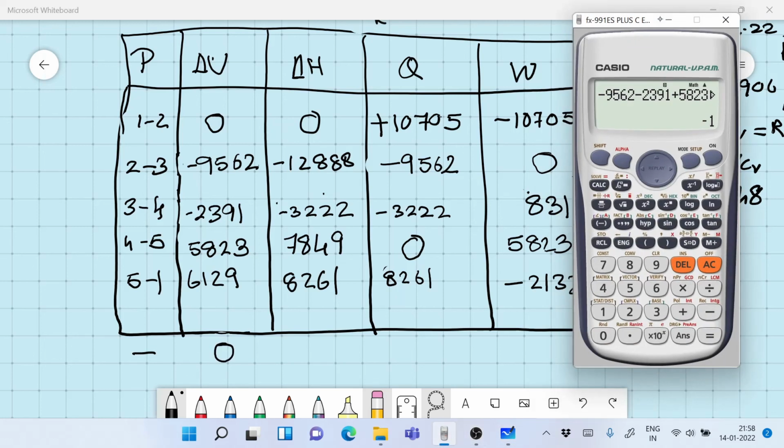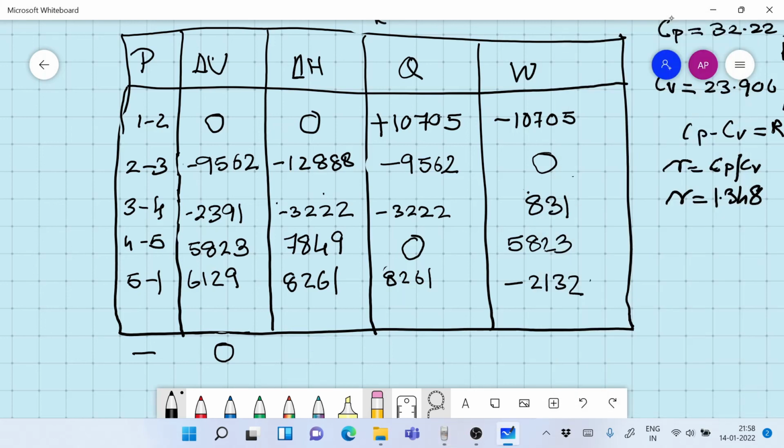Now let us add up delta H, which is minus 12,888 minus 3,222 plus 7,849 plus 8,261. That's a 0. All the decimals perfectly taken into account.